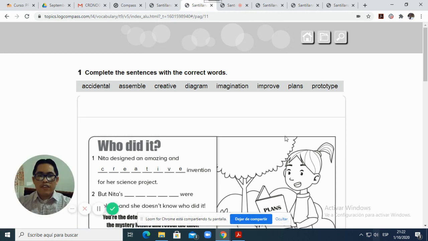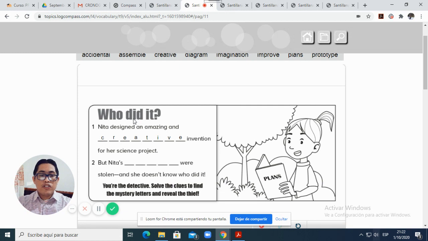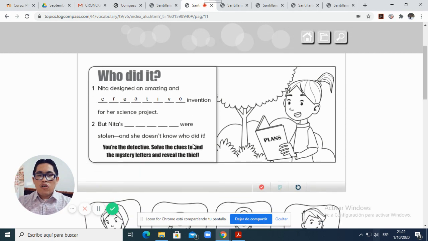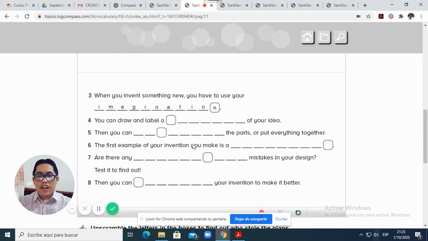Now, lesson 11. Here, you need to complete the sentences with the correct word. So, for example, there is a question here that says, who did it? And number 1 says, Mira designed an amazing and creative invention. So, we complete writing one letter in each space, and it's a good idea that you practice spelling it too, like creative, creative. Okay, so all this page you will complete with one word from the list.